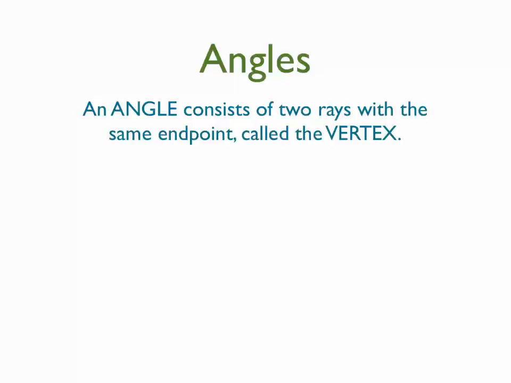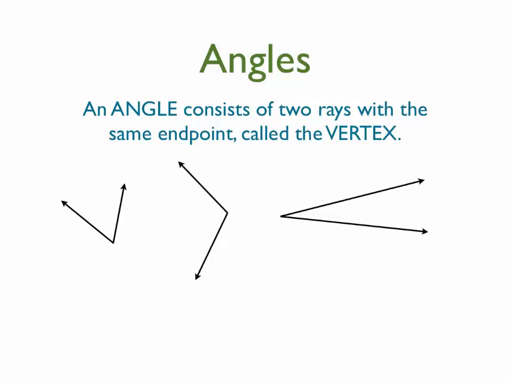Okay, so an angle consists of two rays with the same endpoint. The endpoint is called the vertex. So here's examples of angles. Two rays that have the same endpoint. We call that endpoint the vertex.